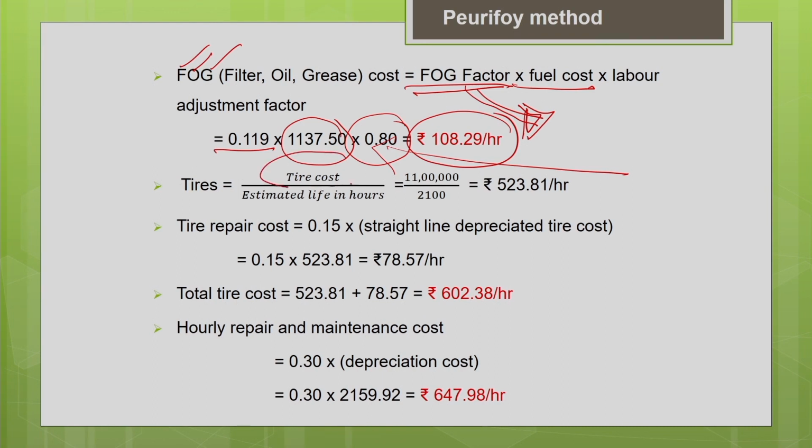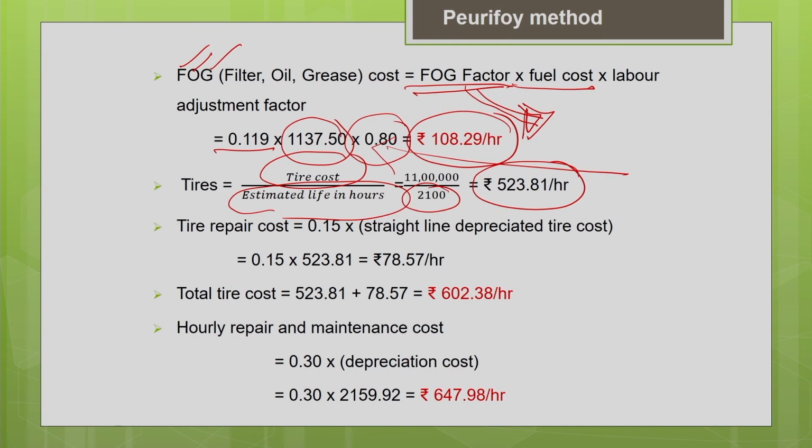You know the tire cost, it is nothing but 11 lakh, and what is the estimated life of the tire for that particular project condition? You can get it from the manufacturer or based upon your past accounting records. This value is given directly in this question as 2100 hours. So, 11 lakh divided by 2100 hours gives you the hourly tire cost as rupees 523.81.